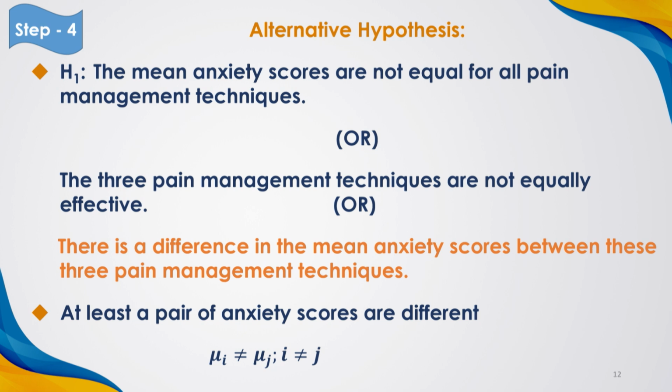Our alternative hypothesis is framed like this: the mean anxiety scores are not equal for all pain management techniques, or the three pain management techniques are not equally effective. In other words, we can say there is a difference in the mean anxiety scores between these three pain management techniques. Most people will prefer this style, there is a difference. Notationally we can also write mu i not equal to mu j for i not equal to j. So we are actually saying that if at least a pair of anxiety scores are different, then we reject the null hypothesis.